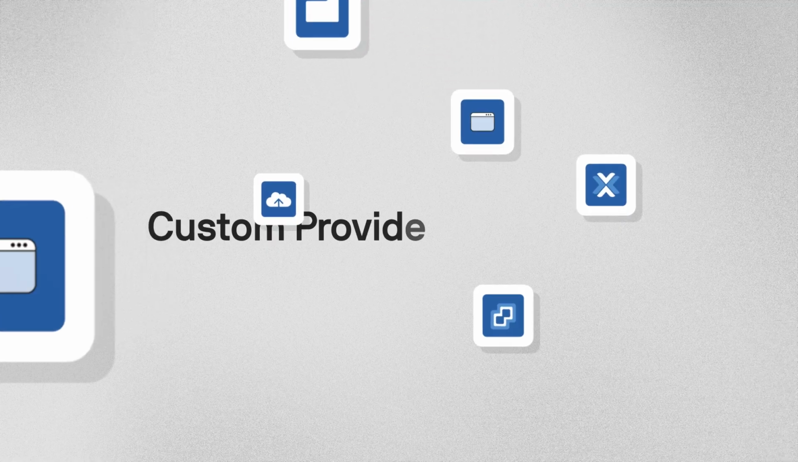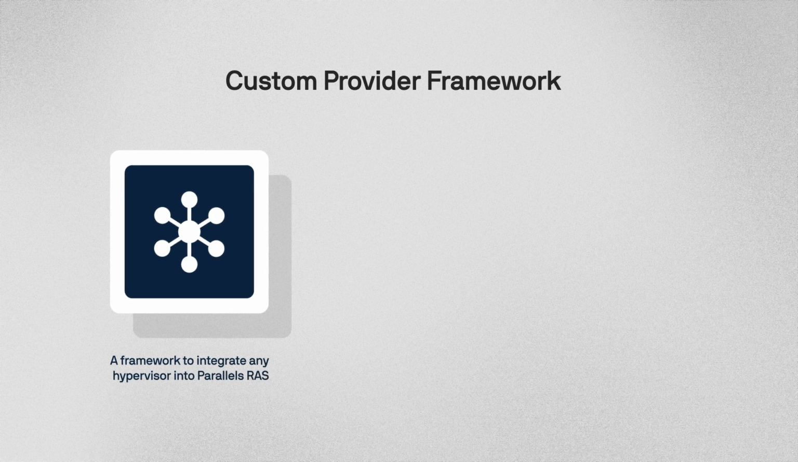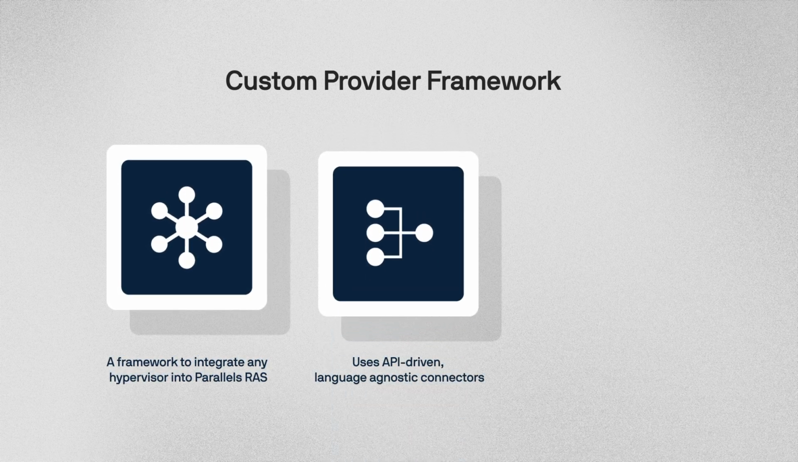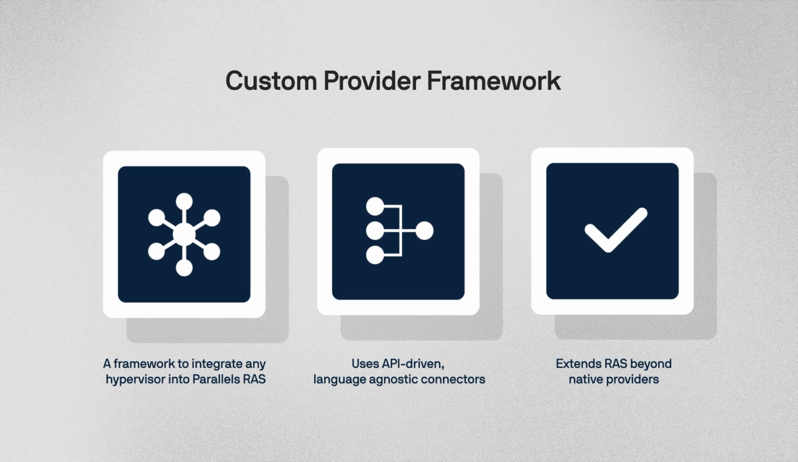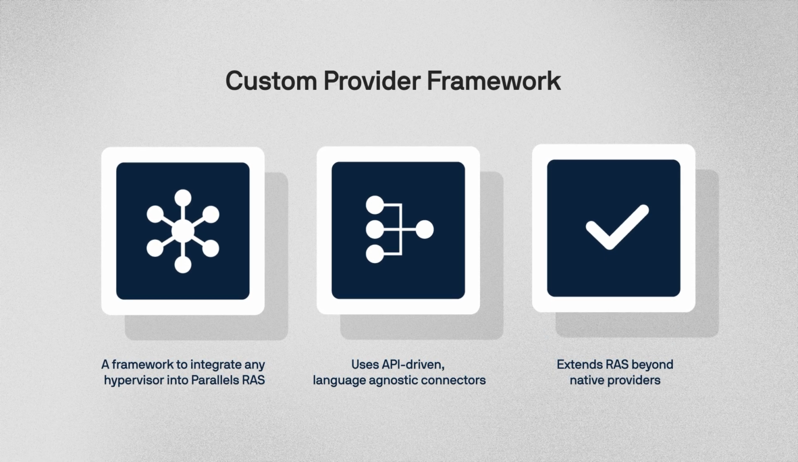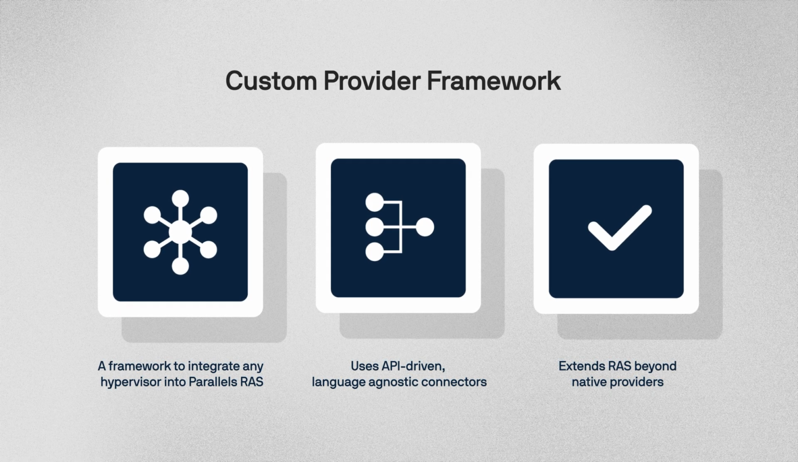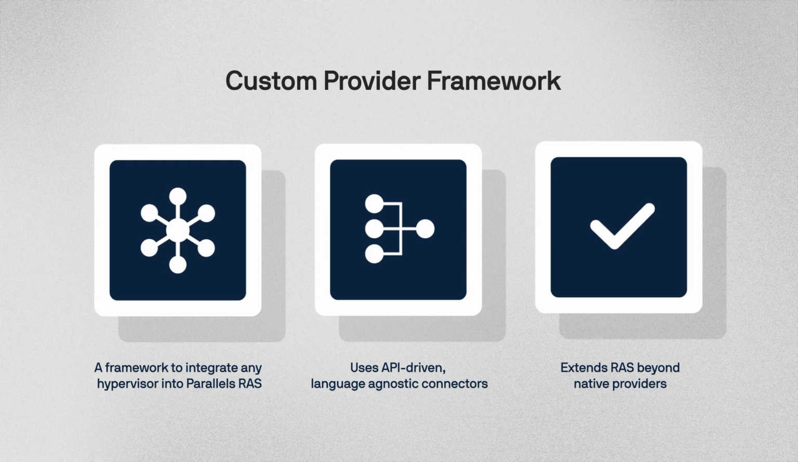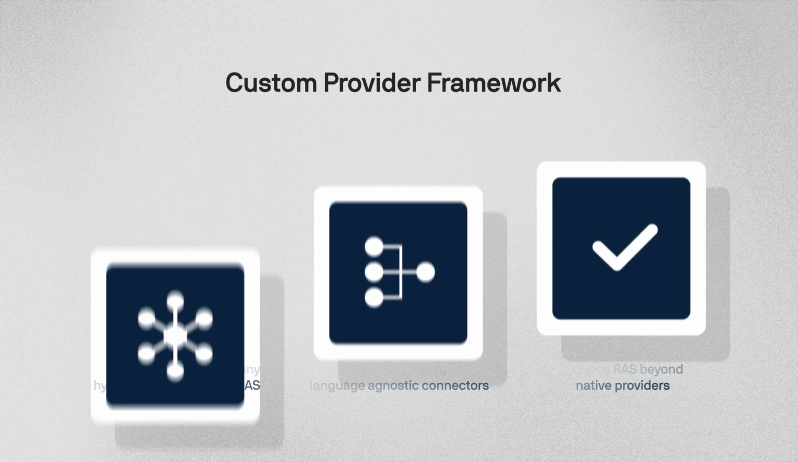The custom provider framework extends Parallels RAS beyond standard native integrations. At a high level, it allows organizations to integrate virtually any hypervisor or cloud platform into RAS using API-driven connectors. What makes this especially powerful is that the framework is programming language agnostic. Customers and partners can build integrations themselves instead of waiting for official native integration. That gives organizations far more flexibility and control over how they manage their infrastructure.